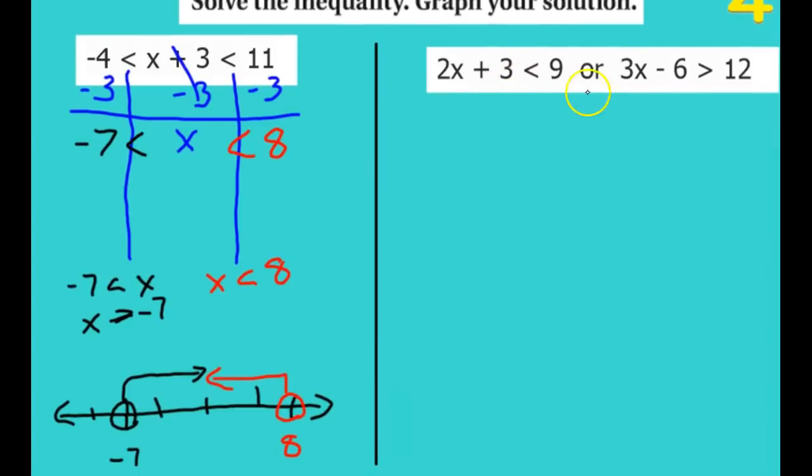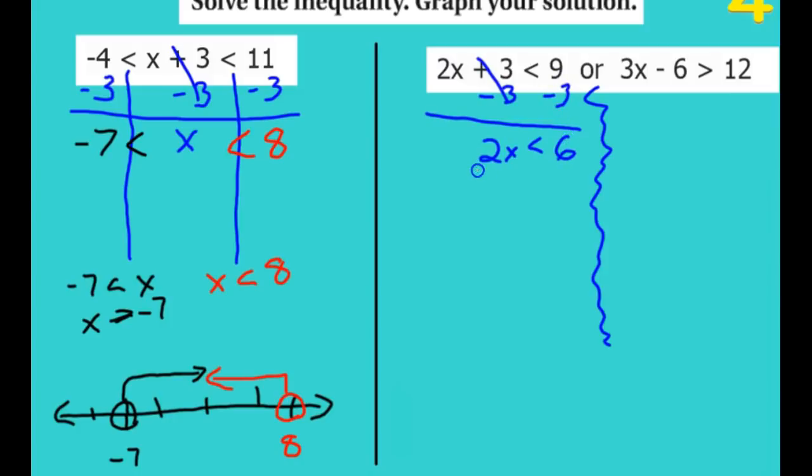Over here, we have two separate problems that we need to solve. First of all, let's make a little squiggle in here to separate the two problems. First one, we need to subtract 3. Solve this. So we get 2x is less than 9 minus 3, which is 6. Divide by 2 to get x by itself. And we're left with x is less than 3.